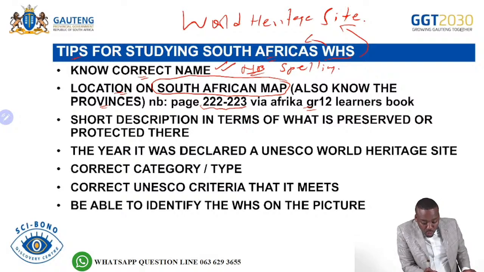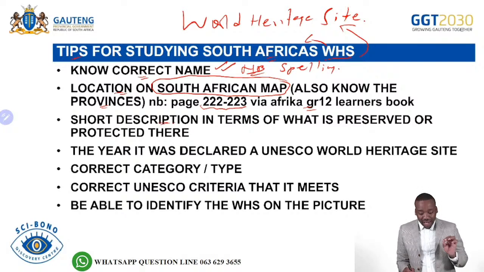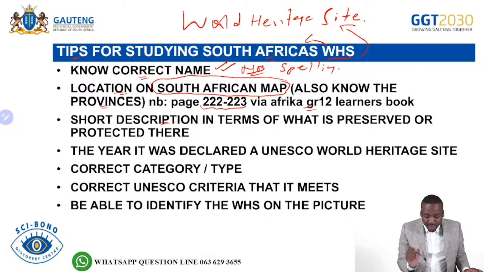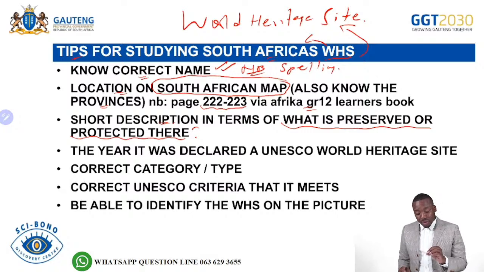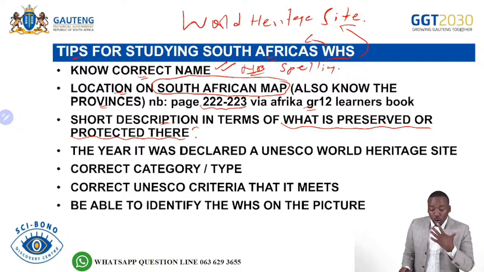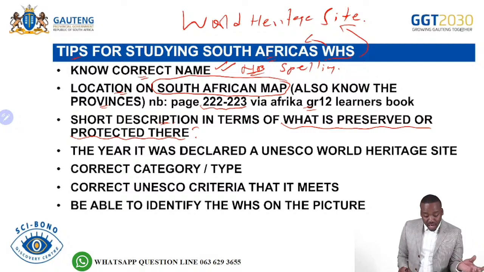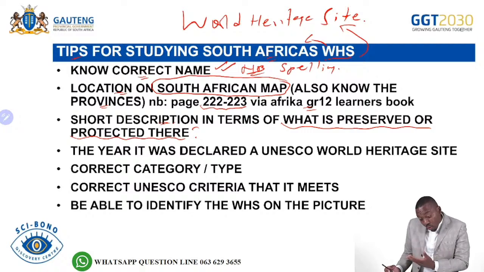Then we need to know a short description of each World Heritage Site. But I am saying when you study each World Heritage Site, we are interested in whether you know what is preserved or protected in that particular site. So you need to know that. That is in terms of what? Short description. Do I know what is preserved or protected in that particular site? Write a few points there. Then some questions they might ask you about.